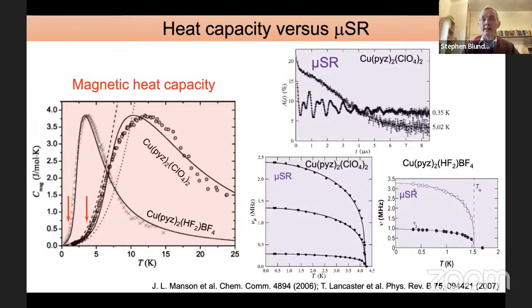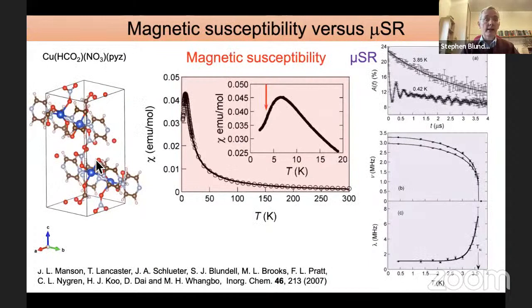You can do the same in susceptibility. So this is another low dimensional material. There is a small kink in the susceptibility, which is the onset of 3D order. But of course, the susceptibility is dominated by this big thermodynamic feature, which is telling you the J along the chains. But MuSR really clearly shows you, yes, there's a phase transition to long range order just above 3.5 Kelvin. It's completely obvious.